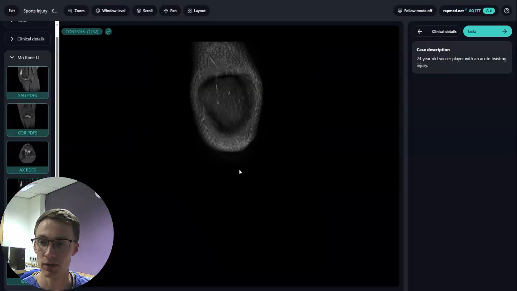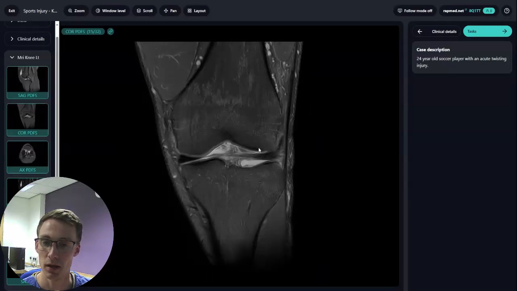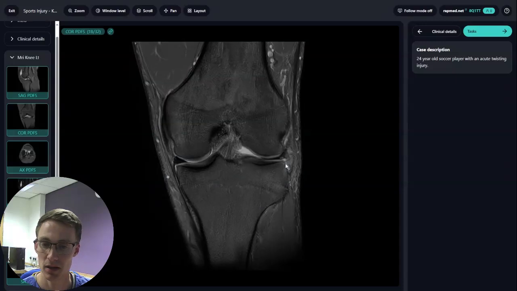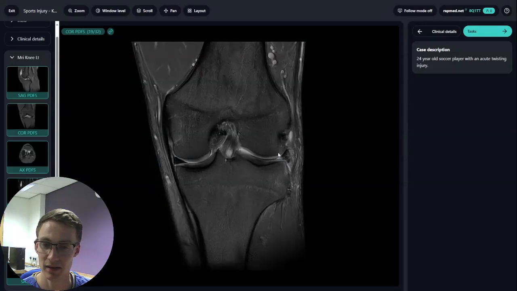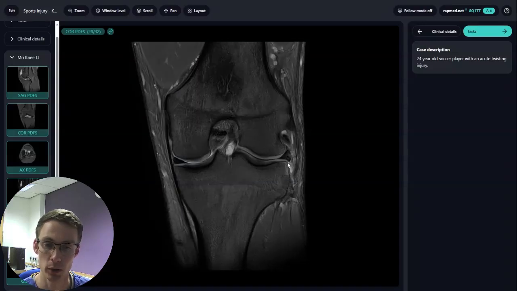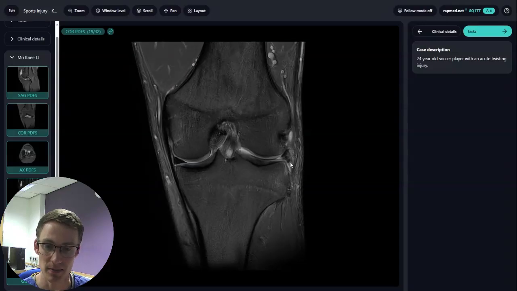Looking on the coronal images now, and focusing on that lateral meniscus, we can see here is that tear in the lateral meniscus, and there is also edema in the soft tissues at the periphery of this lateral meniscus, or at the capsular attachments, which we will review in a bit more detail later. And as we just scroll through these sequential coronal images, we just get the impression that there's some extra black tissue here at the inferior peripheral margin of the lateral meniscus, suspicious for a displaced meniscal fragment.